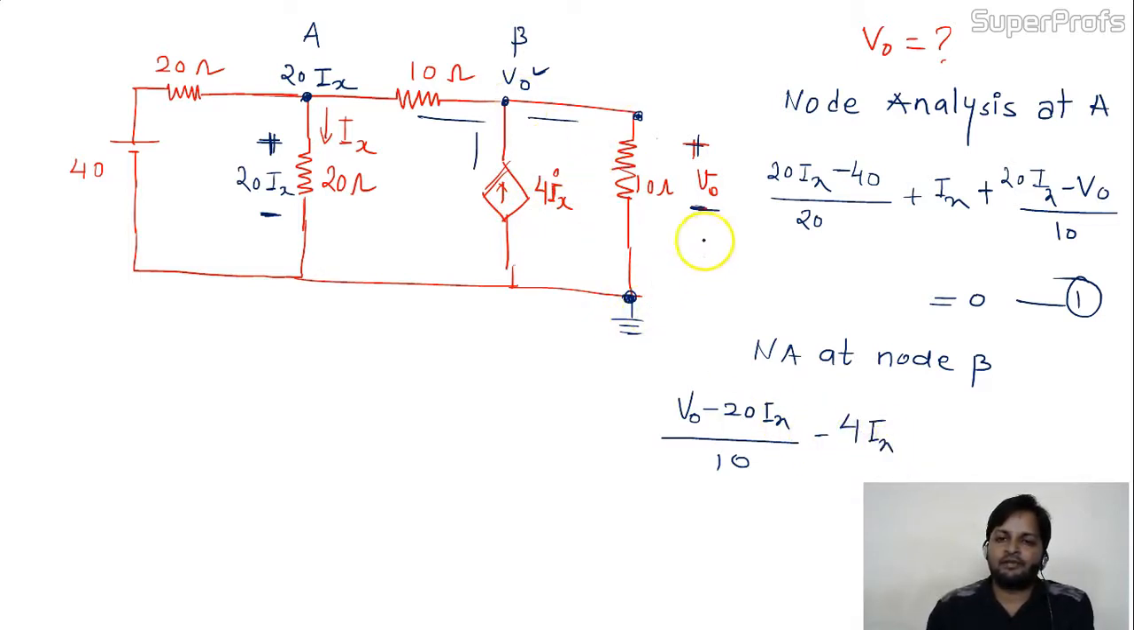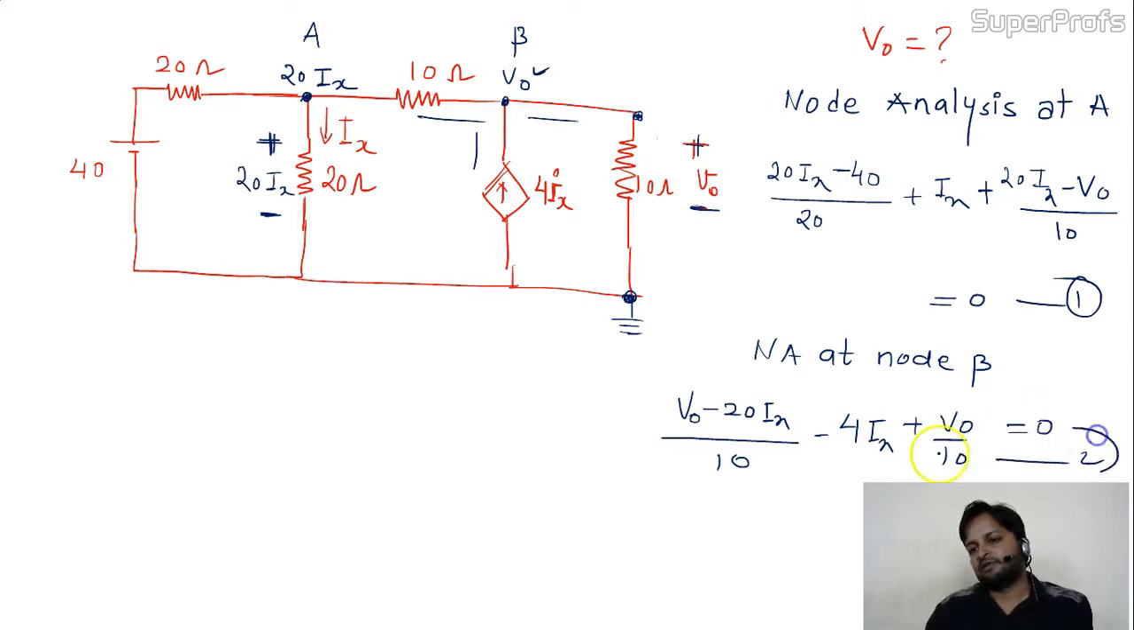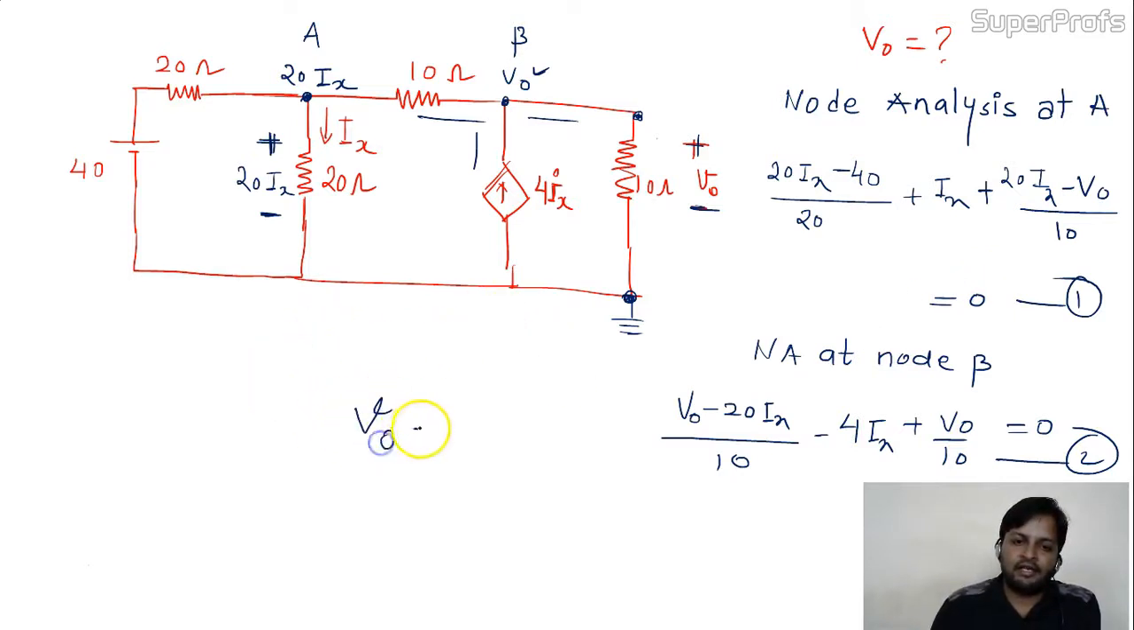Now V0 minus 0 divided by 10. V0 by 10 equal to 0. Equation 2. Now if you observe these two equations, we have two variables, Ix and V0. Two variables, two equations. You can easily solve these equations. So at the end you will get output V0 equal to 60 volt and Ix equal to 2 ampere.